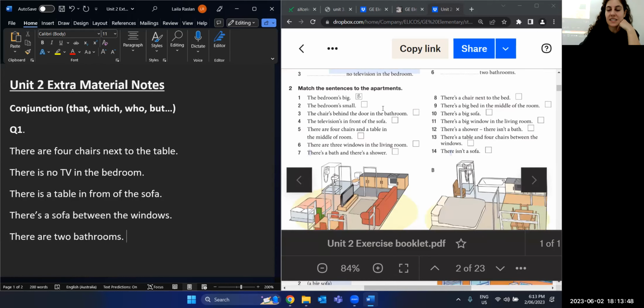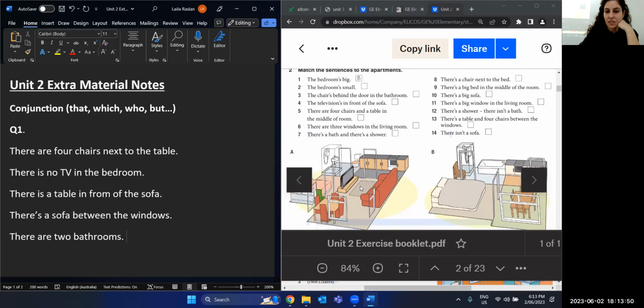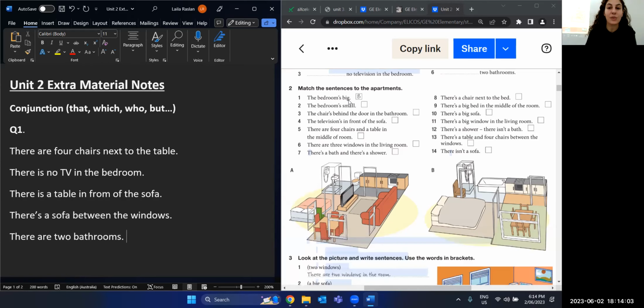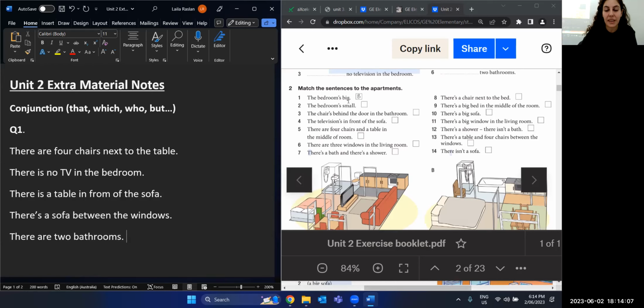Okay, let's match the sentences to the apartment. So this is apartment A, apartment B. The bedrooms, big. That means the bedroom is big, but we're connecting it. So the bedrooms, we say it the way that it's written. So the bedrooms, big, B. The bedrooms, small, A. I can see in image A, it's small.